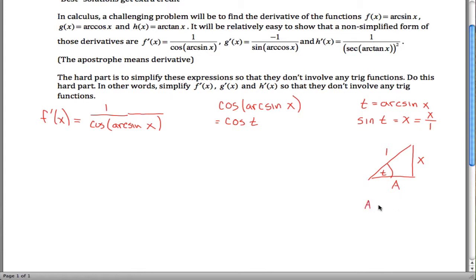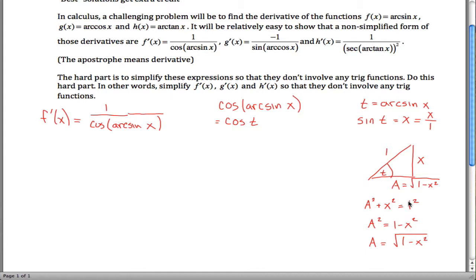I can figure out what a is because I know that a squared plus x squared has got to be equal to 1 squared. So a squared has got to be equal to 1 minus x squared. So a has got to be equal to, maybe I should put plus or minus the square root of 1 minus x squared, but since I'm talking about lengths, I don't need to. I can just call it the positive square root of 1 minus x squared.